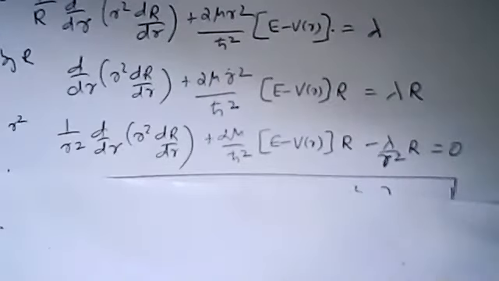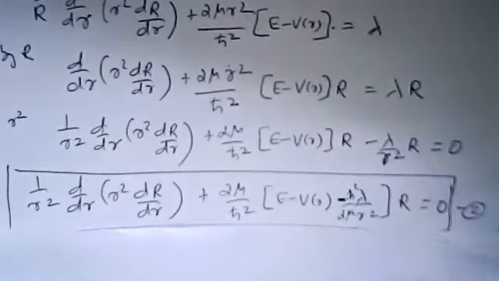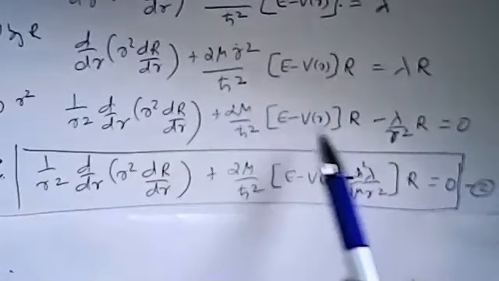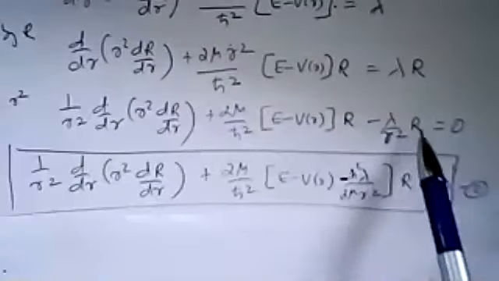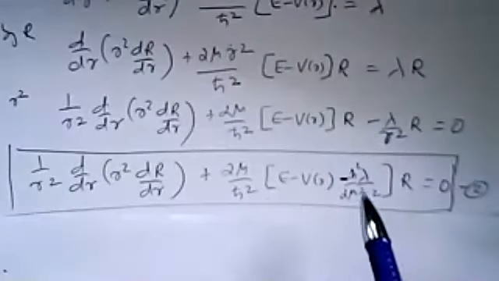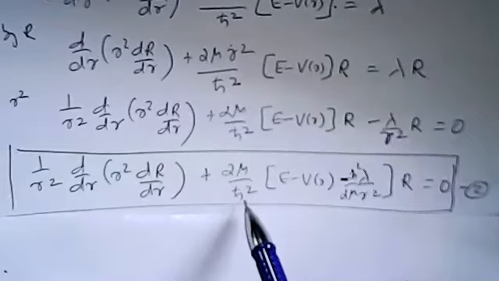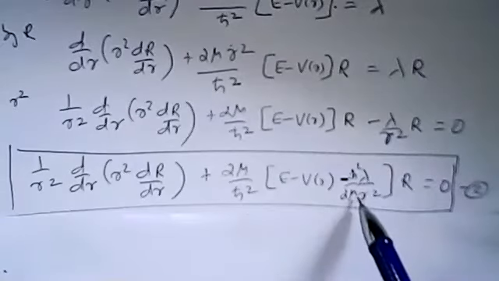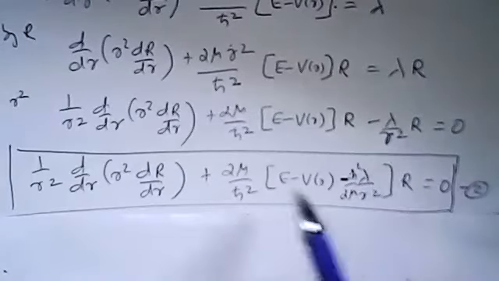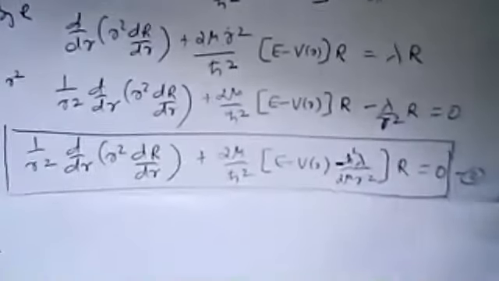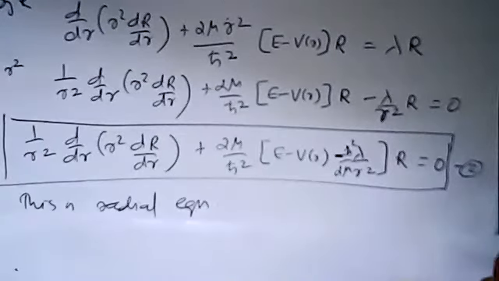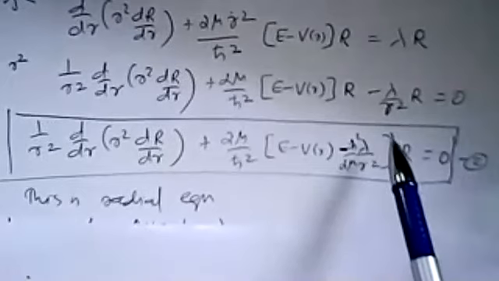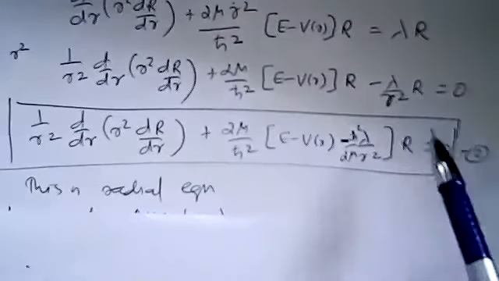This is a simple rearrangement. You can write it as the same term plus, these two terms you can combine, and you can write it as 2 mu by h cross square E minus V of r, minus h cross square by 2 mu lambda by r square, all into capital R equal to 0. You can easily check that. So this is known as the radial equation, the radial wave equation. If you solve this equation, you will get the radial wave function.